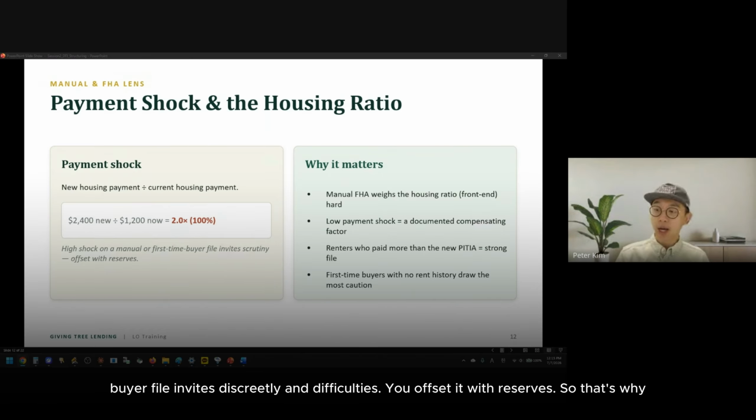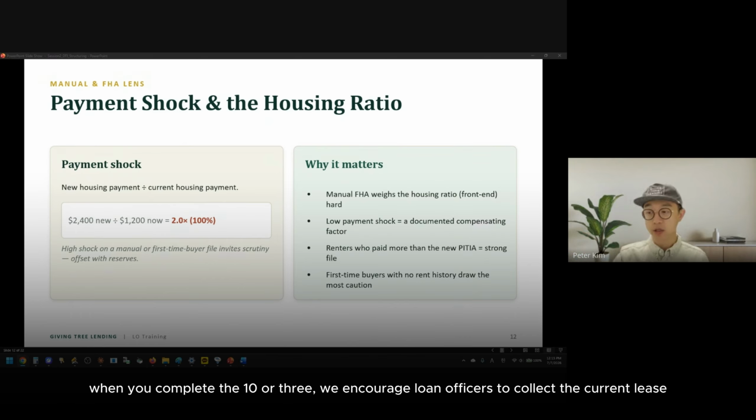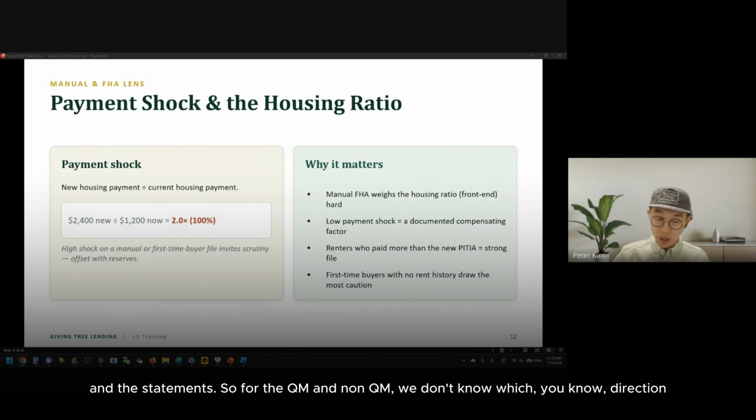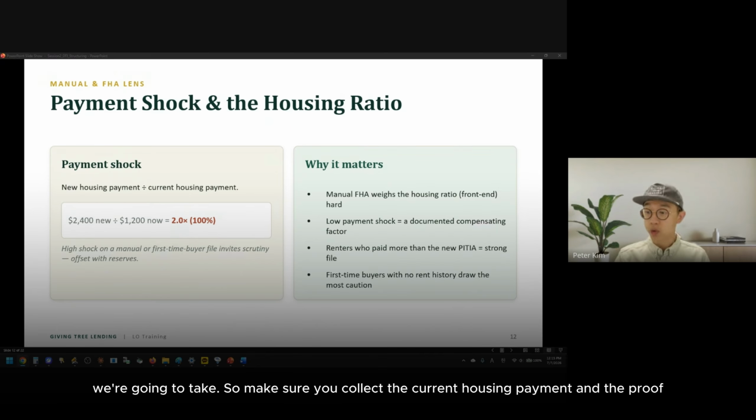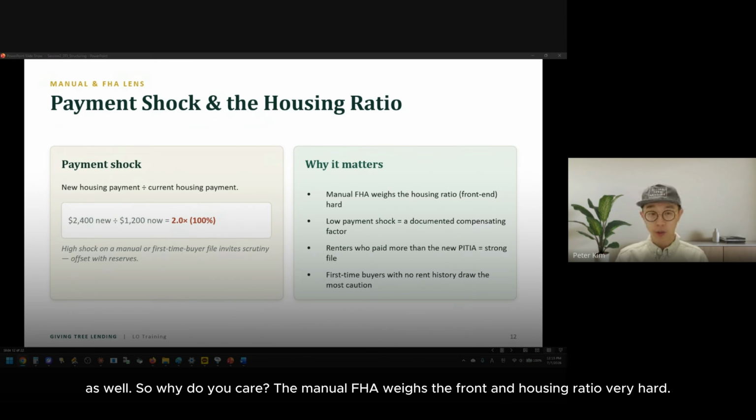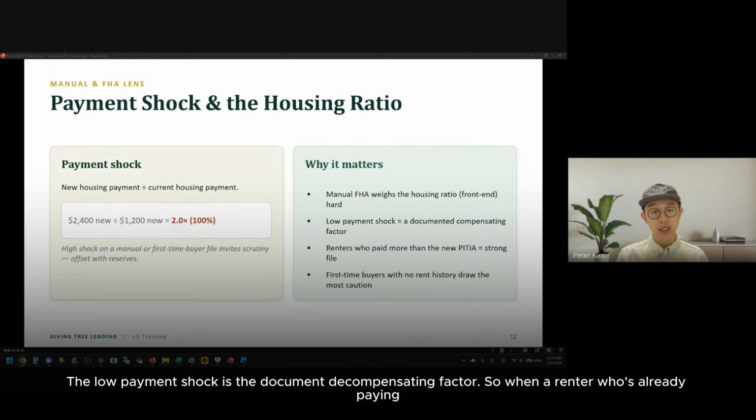So that's why when you complete the 1003, we encourage loan officers to collect the current lease statements. For QM and non-QM, we don't know which direction we're going to take, so make sure you collect the current housing payment and the proof as well. So why do you care? The manual FHA weighs the front-end housing ratio very heavily. So low payment shock is the documented compensating factor.